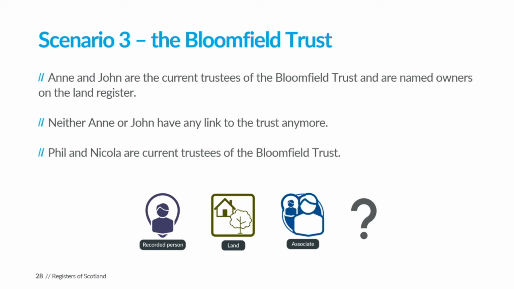This is the final example. Anne and John are named as owners of the land held by the trust on the land register. Neither Anne nor John have any involvement with the trust anymore. The land register title was not updated when they left. Phil and Nicola are the current trustees. For this example, have a think about whether or not Regulation 23A is triggered here.